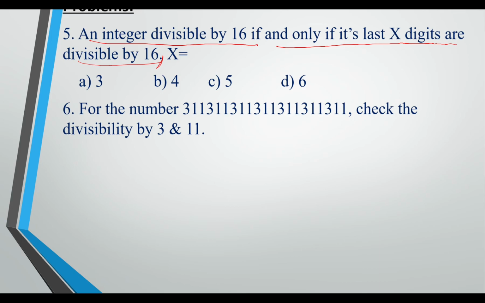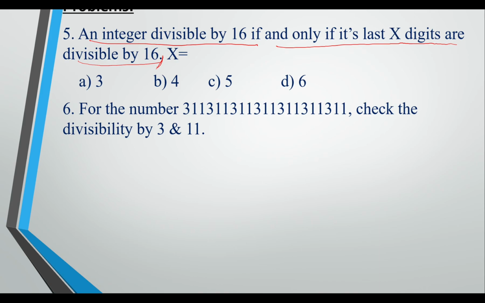For example, the divisibility rule of 4 is that if the number's last two digits are divisible by 4, then the number is divisible by 4. And next, the divisibility rule of 8: if the number's last three digits are divisible by 8, then the whole number is divisible by 8.